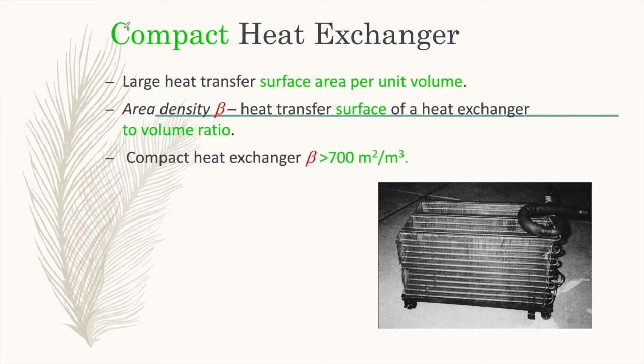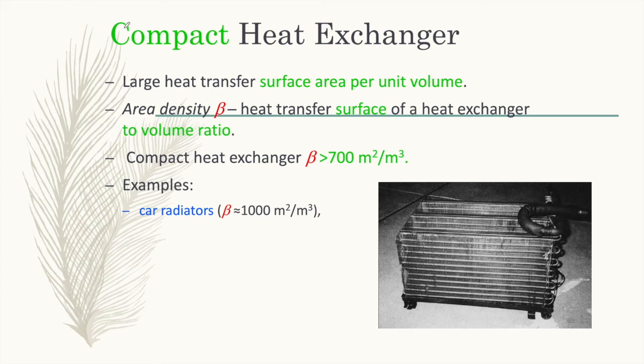For the compact heat exchanger, beta, or area density, must be more than 700 square meters per cubic meter. So square meter is the area per unit volume, and cubic meter is the volume. An example of a compact heat exchanger is the car radiator, where beta for car radiators is 1000 square meters per cubic meter.